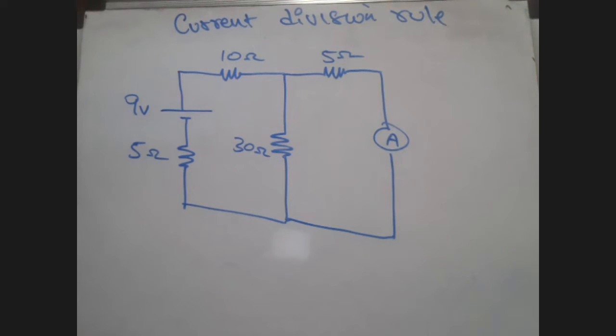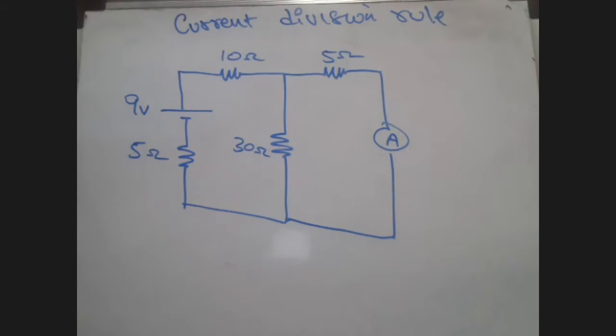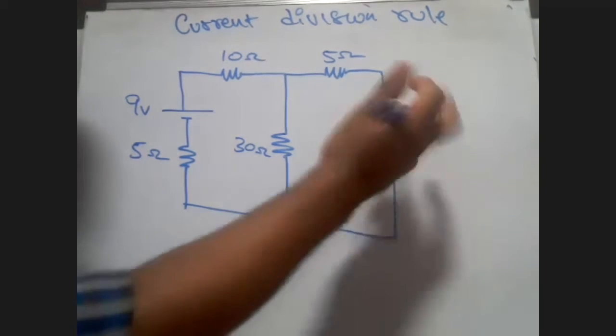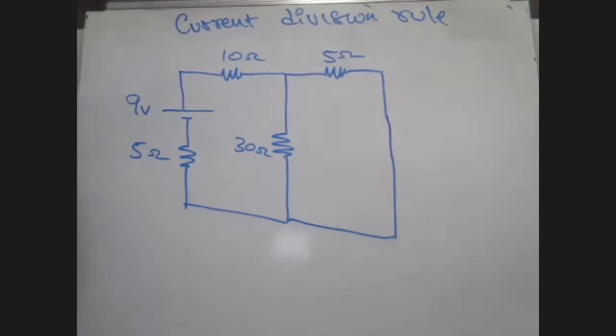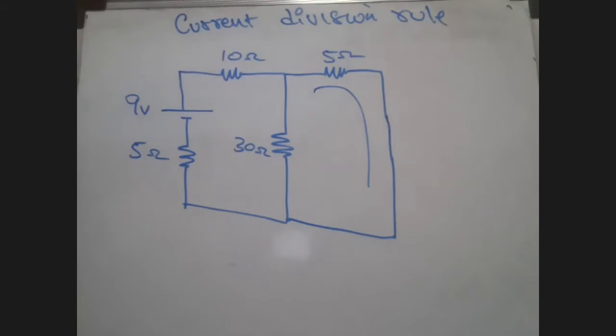An ammeter reads current. We'll come to that subject later. The ammeter's function is to show you the value of the current. So just forget that ammeter; the question simply says find the current through this branch. That will be the reading of your ammeter. Don't worry about what an ammeter is right now.